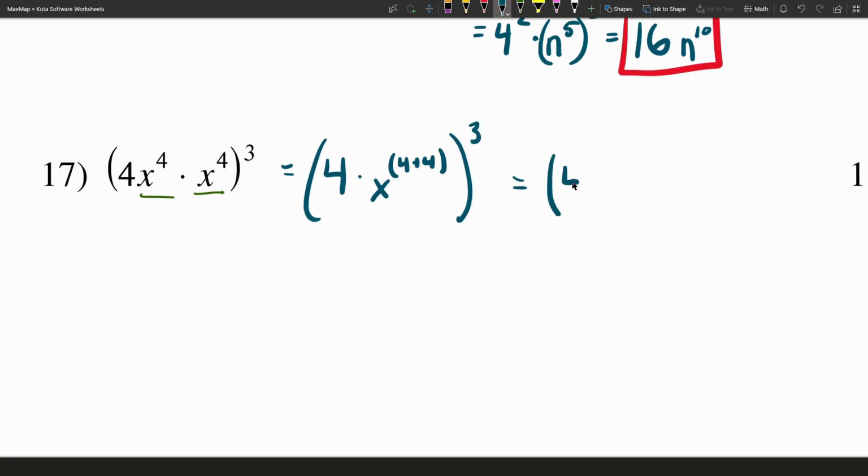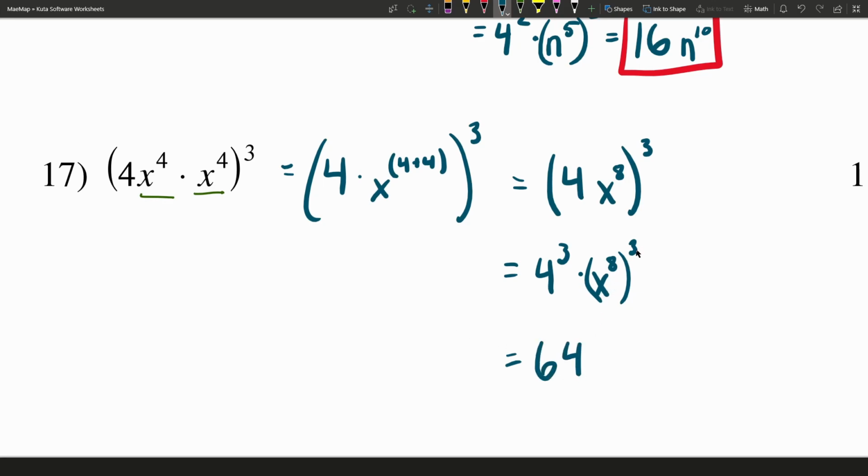And then this entire quantity is cubed. Simplifying down, we're going to have 4 times x to the 4th plus 4 is x to the 8th, and that is all cubed. Distributing this exponent of 3 to both the 4, our coefficient, and our x to the 8th, we're going to have 4 cubed times x to the 8th cubed. 4 cubed is 4 times 4 times 4, which is 16 times 4, which gives us 64. And x to the 8 times 3 is going to be x to the 24th. So there we have it. That last odd problem, 64 times x to the 24th.